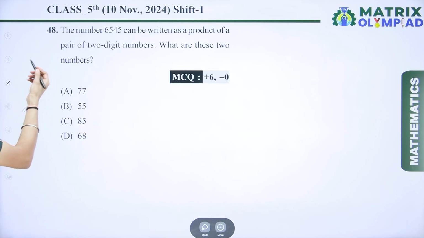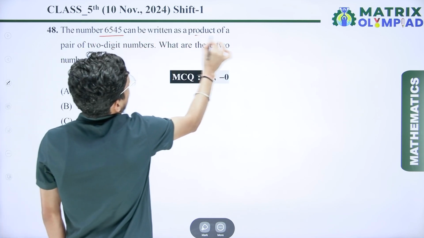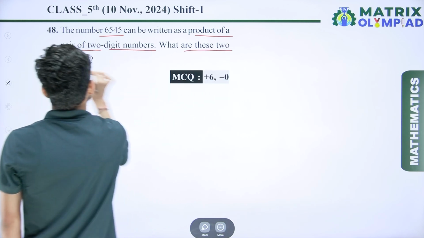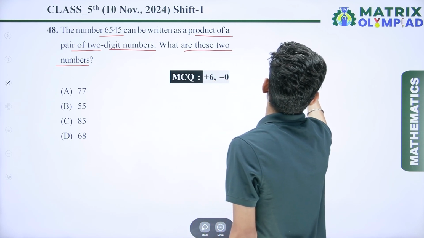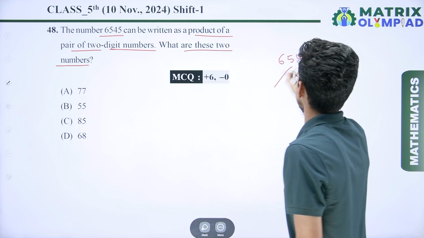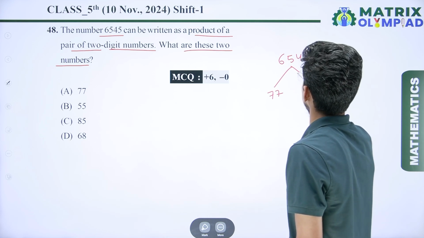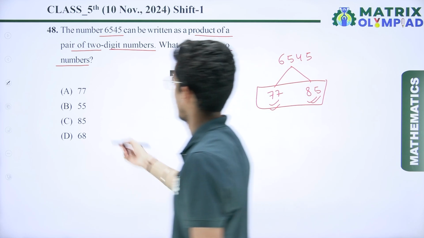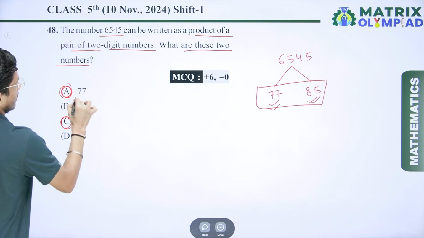So now if I talk about the next question, the number 6545 can be written as the product of a pair of two-digit numbers. So what are these two numbers? Here we are given the number 6545. We know this number is the product of two numbers, 77 and 85. So the two numbers are one is 77 and another one is 85. So here option number A and option number C both are the correct answer.